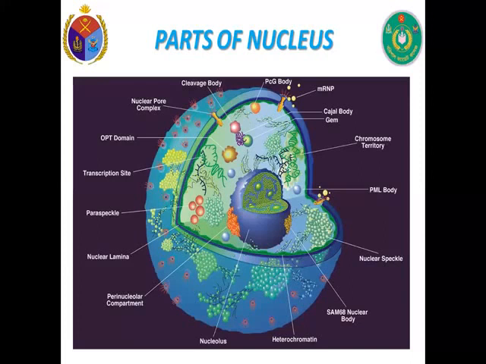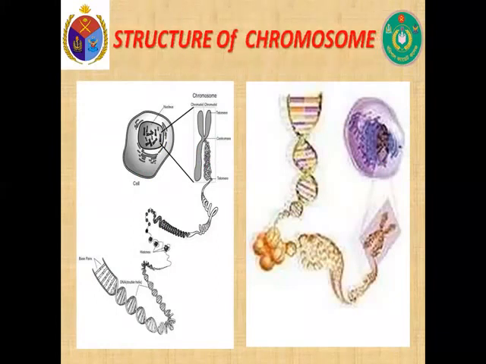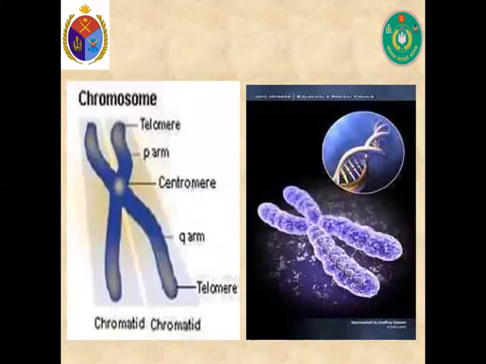Chemically, each chromosome is nucleoprotein. It contains a large amount of DNA and a small amount of RNA, histone and non-histone proteins, lipid, enzyme, and calcium, magnesium, and other metallic ions. My dear cadets, this is the structure of chromosome. This is the chromosome.